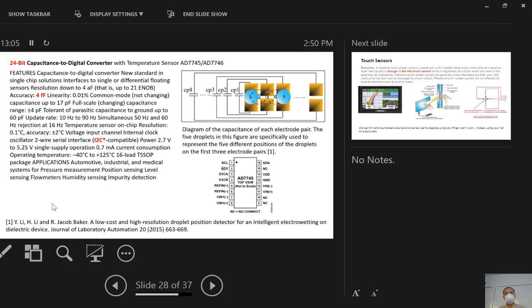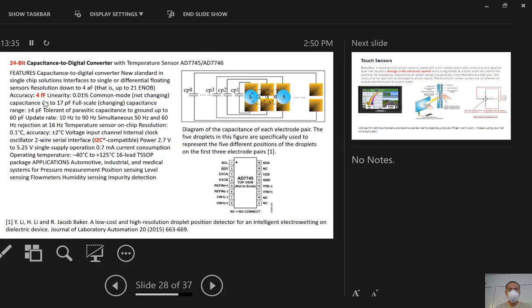Capacitive sensors. This is another one I used during graduate school. It's the AD7745. I used this sensor to sense the volume of droplets in between 2 electrodes. It has a very high resolution ADC inside. It's 24-bit.